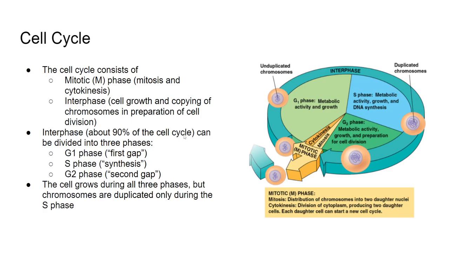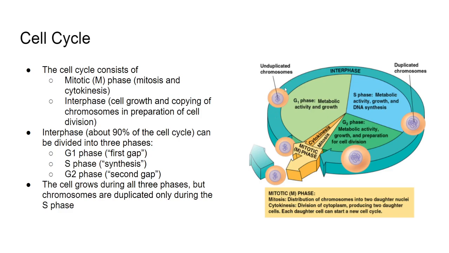Interphase covers about 90% of the cell cycle, and it can be divided into three phases. We have the G1 phase, we have the S phase, and we have the G2 phase. And the cell grows through all three of those phases, but the chromosomes are only duplicated during the S phase. So for a majority of a cell's life, it's not constantly replicating.